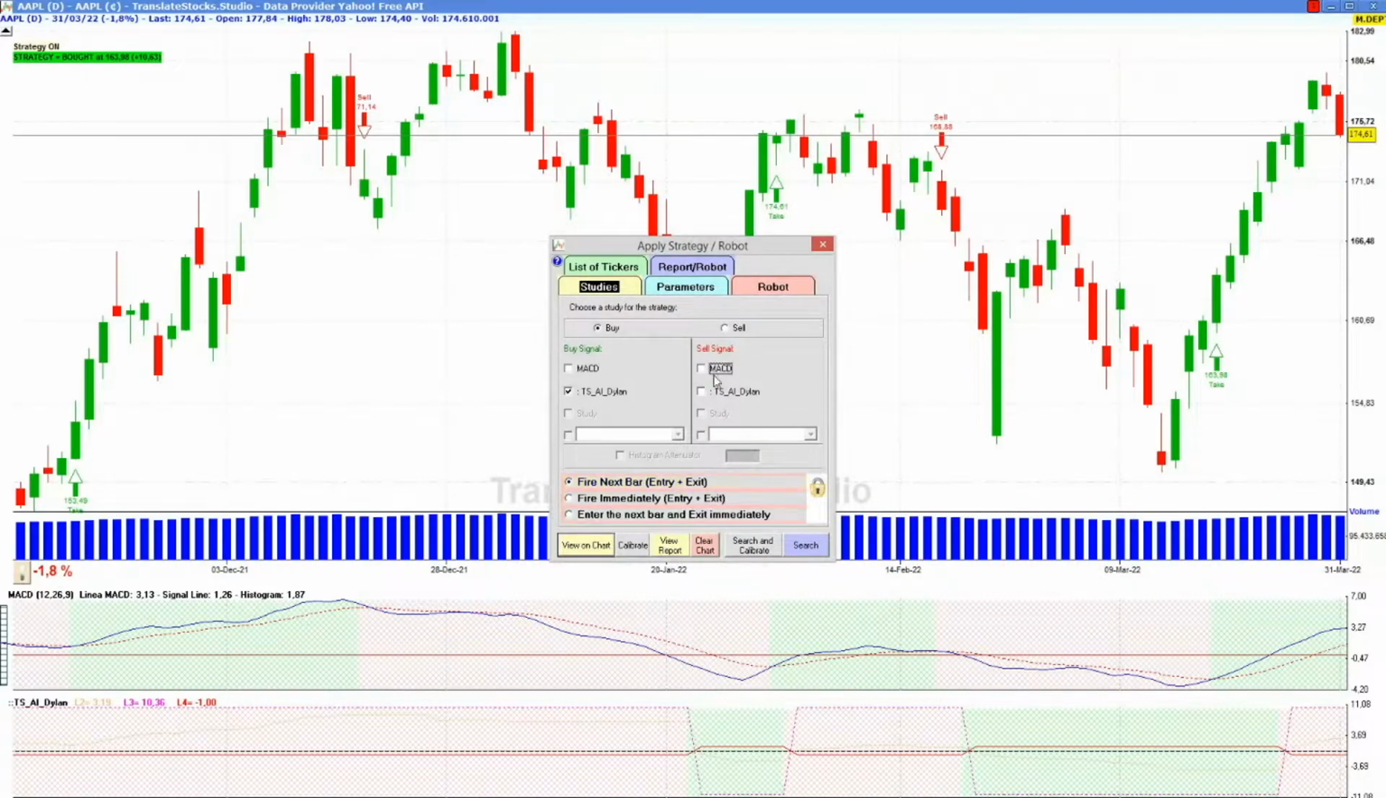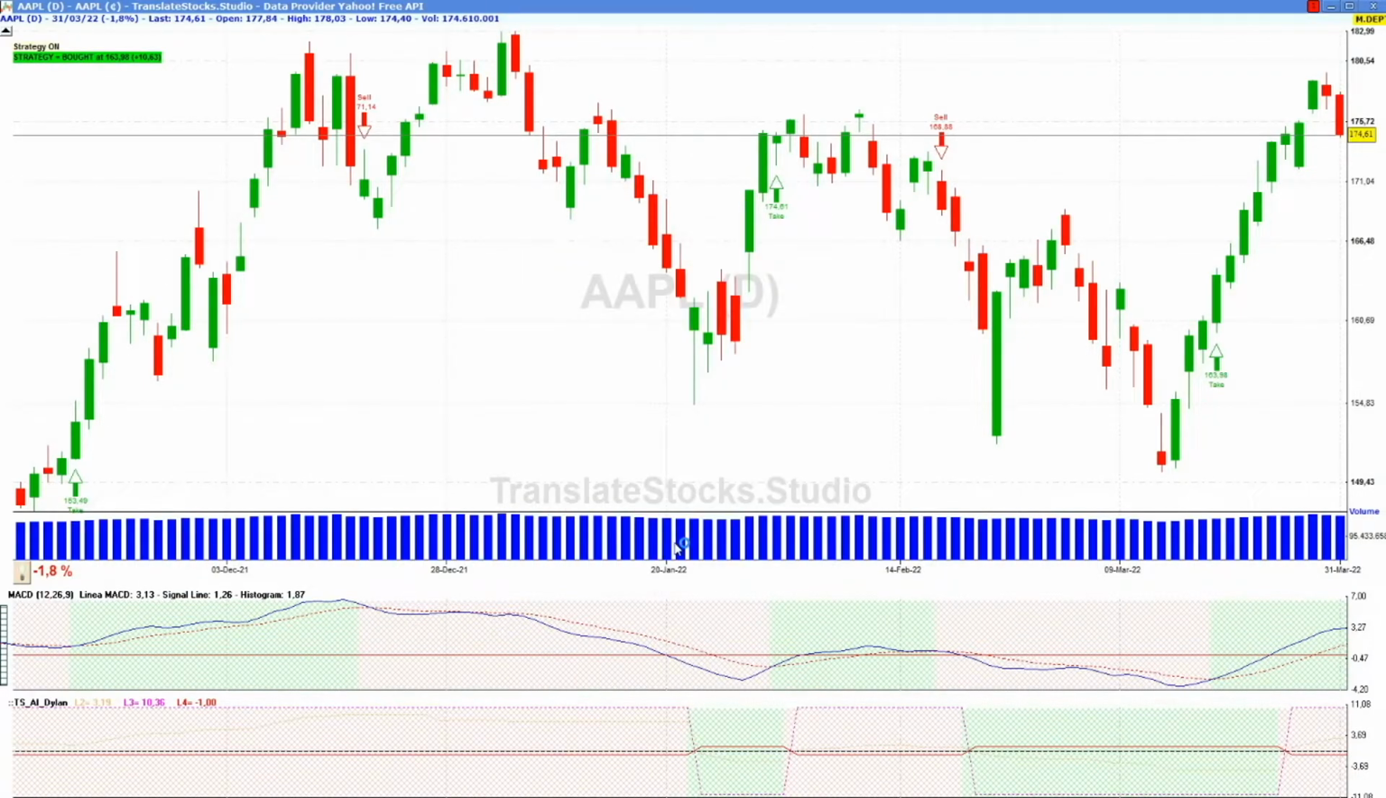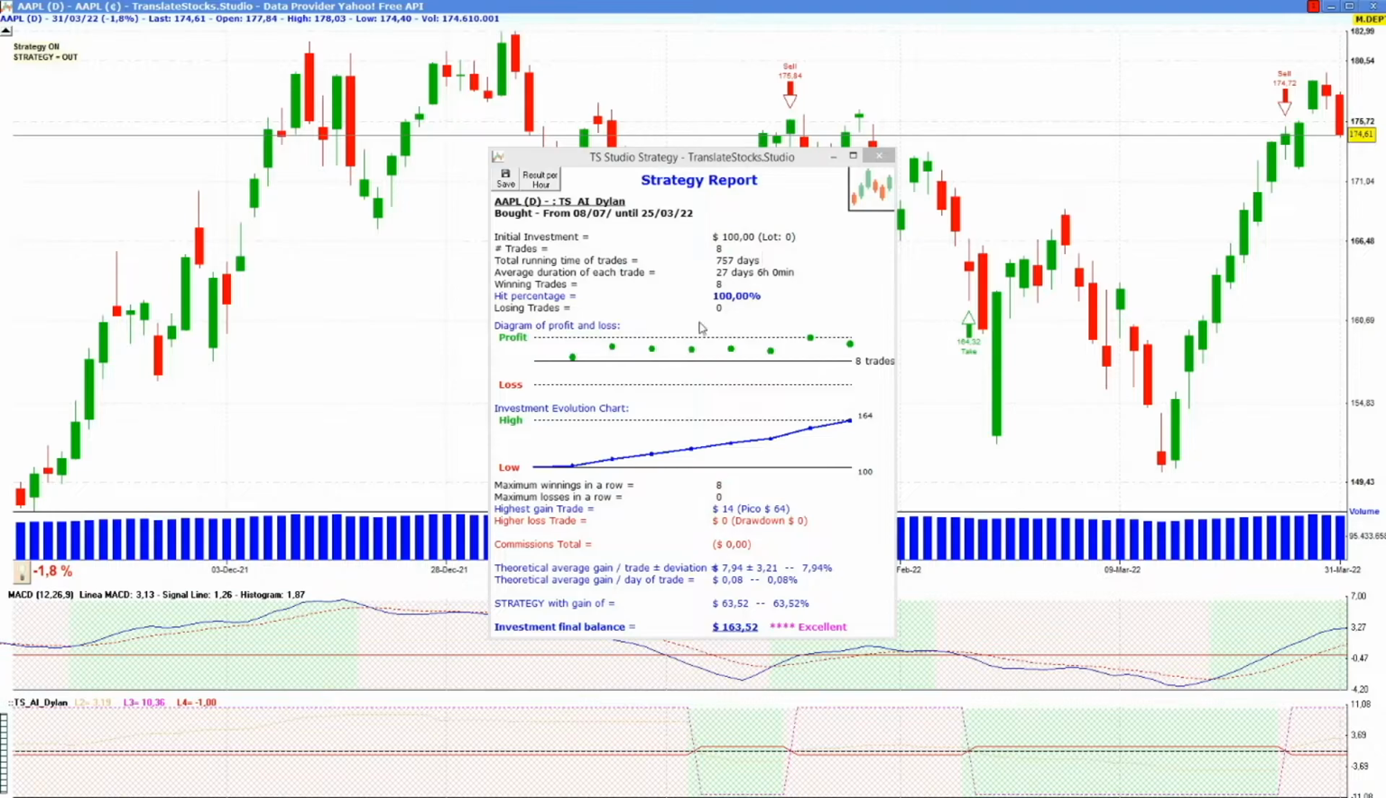Now let's look at the performance of Dylan, an intelligent algorithm built by artificial intelligence. Looking at the report of the same graph in the same time frame, we see that Dylan got all of the buy signals right. This last signal was profitable. It held the position and sold at a profit.